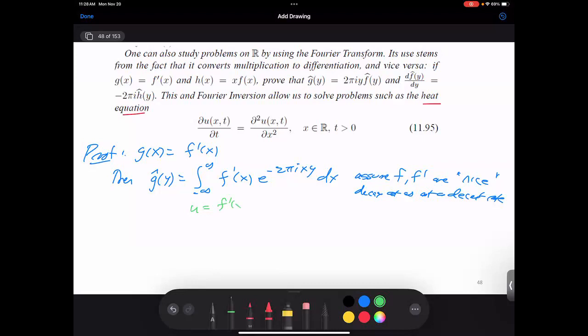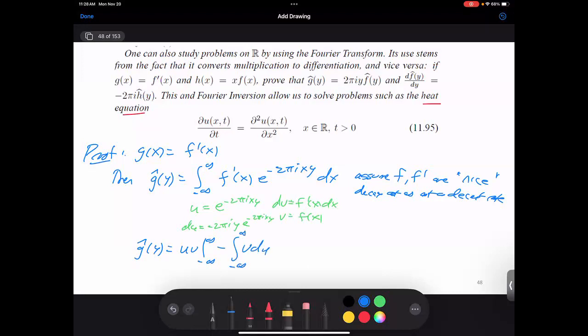All right. Do I want u to be f prime of x or do I want dv to be f prime of x? I don't want u to be f prime of x. So dv will be f prime of x dx, so then v will just be f of x. So u is e to the negative 2 pi i xy, so du will be negative 2 pi i y e to the negative 2 pi i xy. So then we get g hat of y. It's uv at minus infinity to infinity minus the integral of v du.